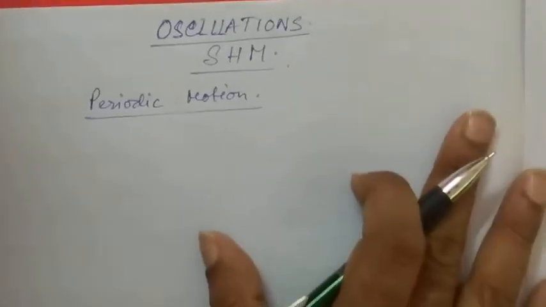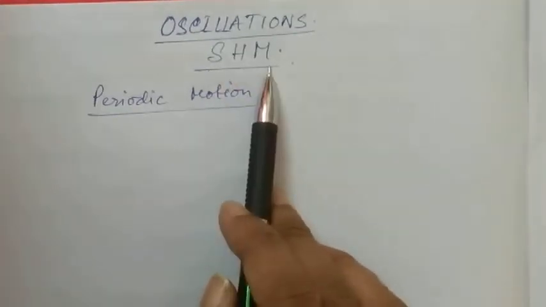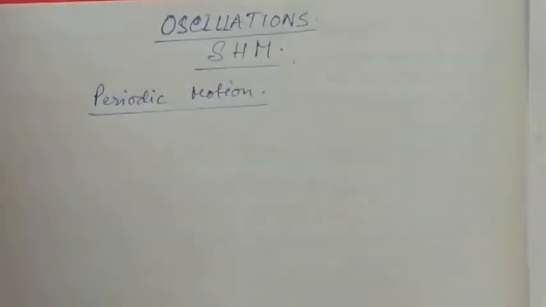We start with a new chapter, oscillations, SHM, that means simple harmonic motion. The first point that we are going to study is periodic motion. Now, what is a periodic motion?